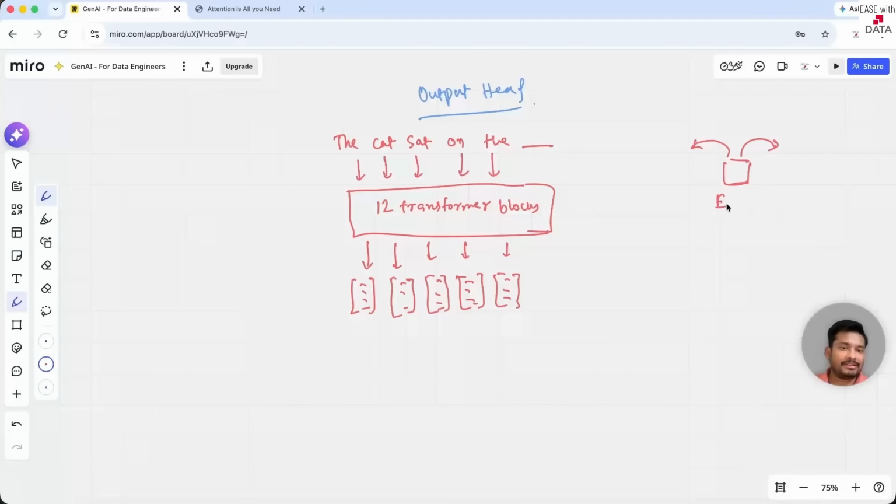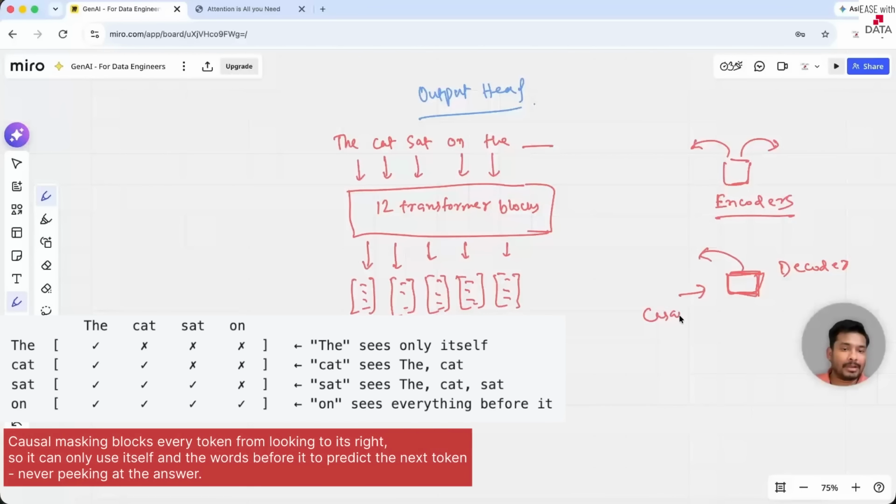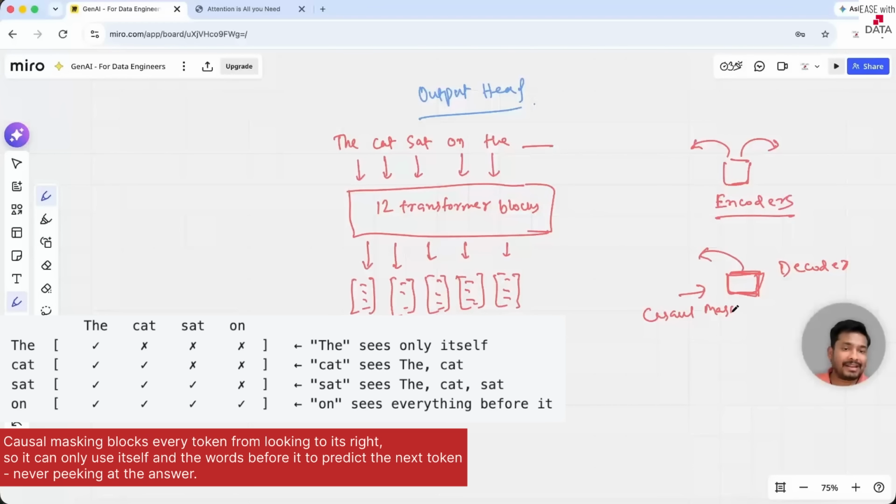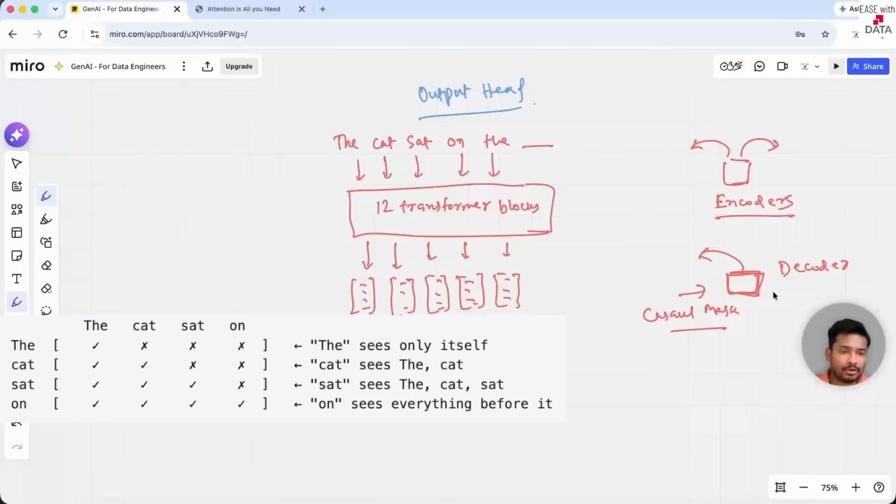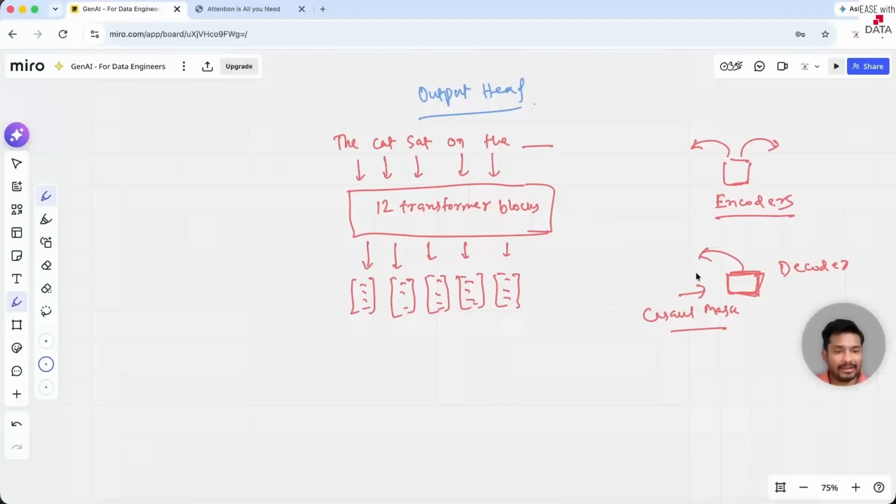So this is the property of encoders. Now for decoders, the embeddings can only look to their left to enrich their meaning. That is the only difference. And this property where we do not allow it to look on its right is called causal masking. We mask the right side so that it cannot look on the right and can only look on the left to predict what would be the next token.